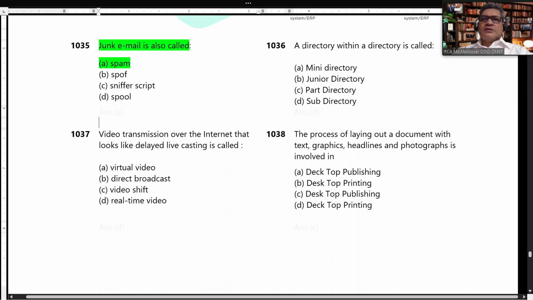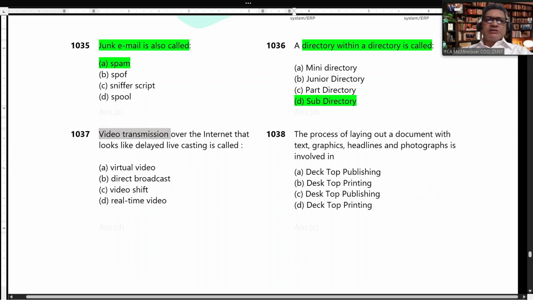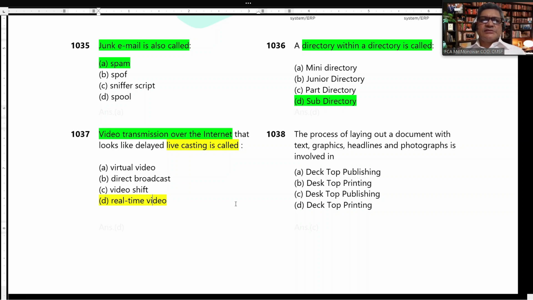Answer A. A directory within a directory is called a subdirectory. One directory within a directory is called a subdirectory. Answer D. Video transmission over the internet that looks like live casting is called real-time video.